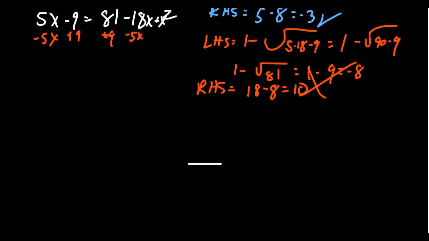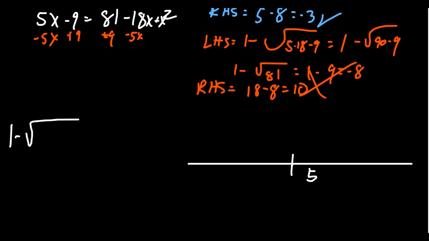So now in terms of the markers, we just have one marker, which is going to happen at 5. Now, that's not exactly true. In terms of the graph here, we also do need to consider the domain. Because if we come back to the original inequality, 1 minus the square root of 5x minus 9, this is supposed to be greater than or equal to x minus 8.